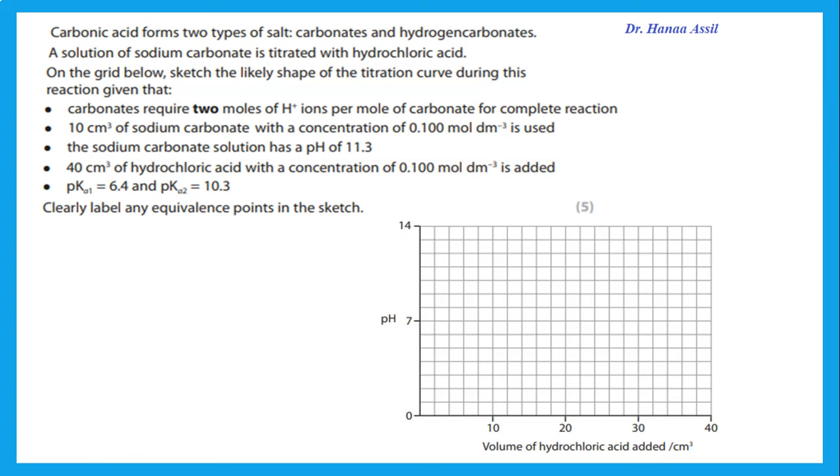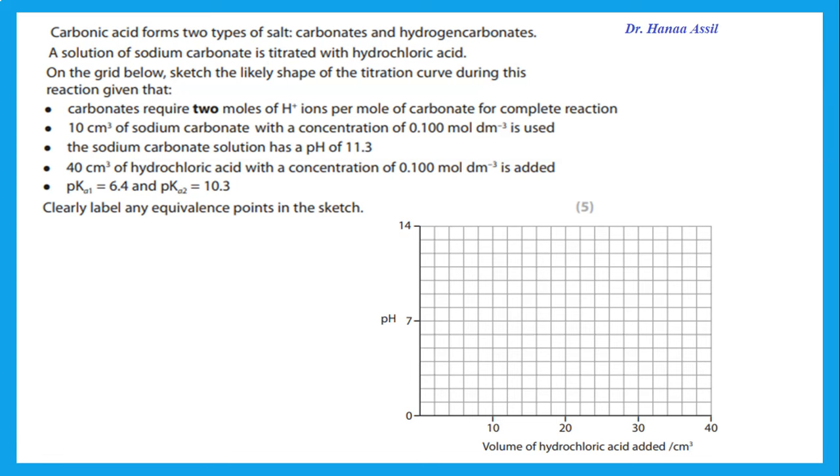Please note this question. It says carbonic acid forms two types of salts, carbonates and hydrogen carbonates. A solution of sodium carbonate is titrated with hydrochloric acid. On the grid below, sketch the likely shape of the titration curve. So remember, we are talking about a diprotic acid. And the information given is carbonates require 2 moles of H plus ions per mole of carbonate for complete reaction. 10 centimeter cubed of sodium carbonate with a concentration of 0.1 mole per decimeter cubed is used.